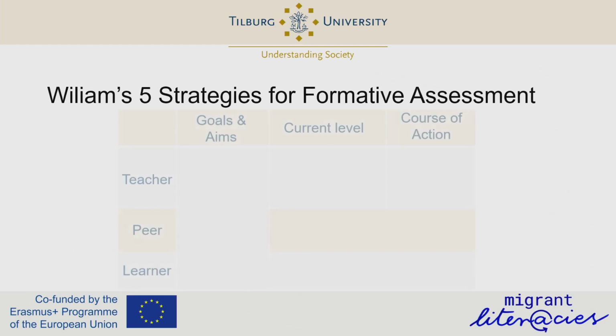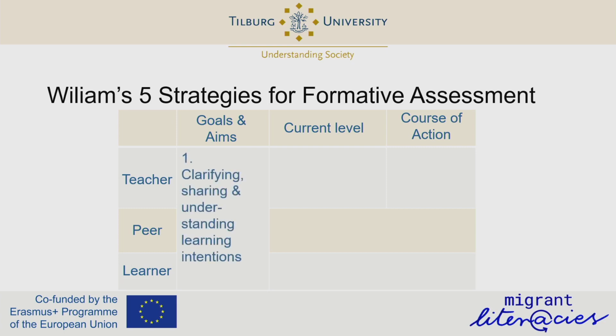Now we focus on Williams' 5 strategies to formative assessment. On the one hand, we have the teacher, the peer, and the learner. On the other hand, we have goals and aims, current level, and course of action. Please take attention to it.